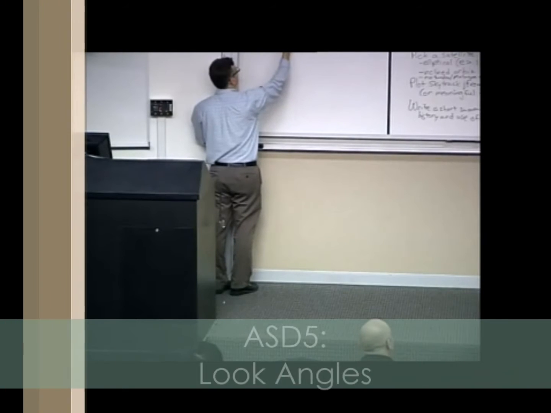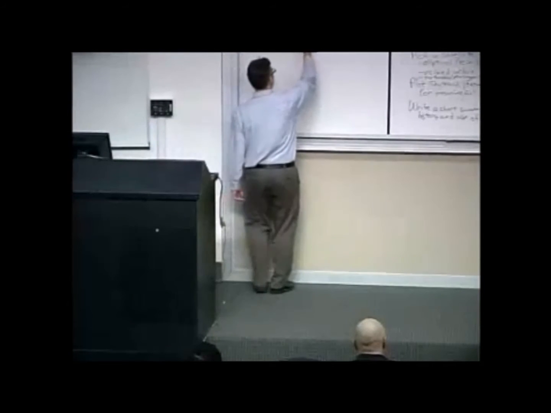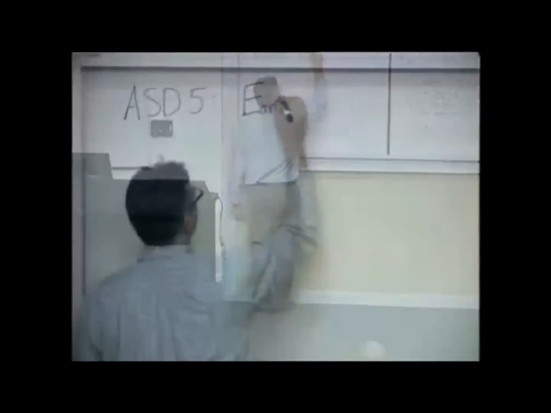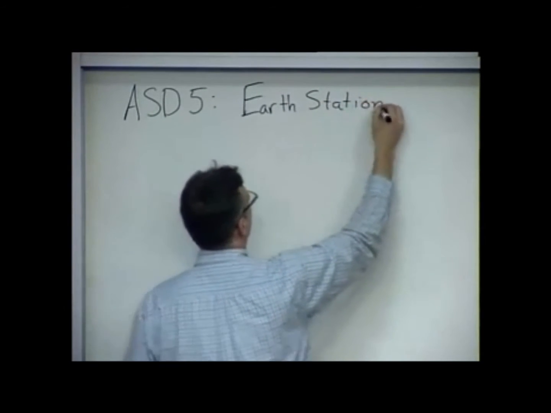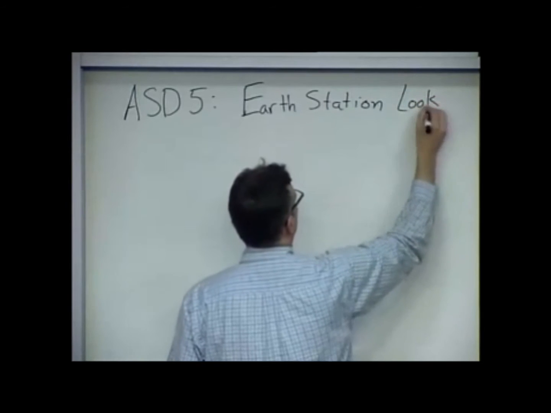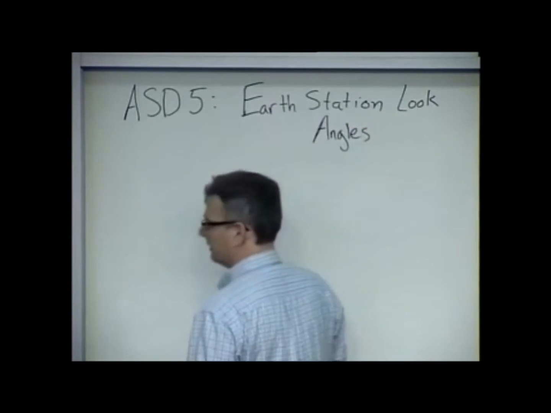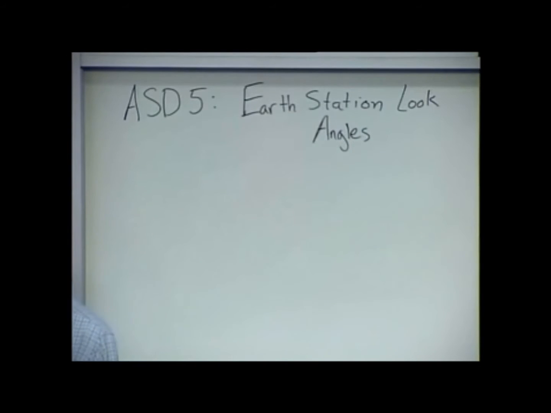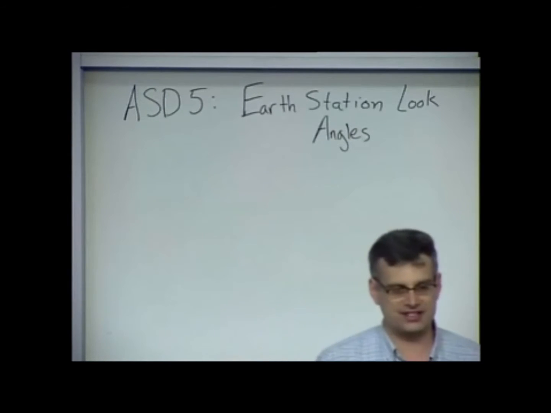The fifth module in our astrodynamics series is called Earth Station Look Angles. And this lecture is really about answering one question that is near and dear to the heart of any electrical engineer working in the satellite field.